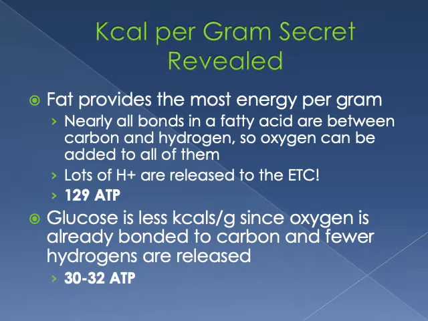Glucose is less calories per gram because oxygen is already bonded to carbon and fewer hydrogens are therefore released to the electron transport chain. So a molecule of glucose will only yield about 30 to 32 ATPs. You don't have to memorize the process of this occurring, but you should remember that fat provides more energy or calories per gram, 9 calories per gram. It produces a lot more ATP than glucose, which only provides 4 calories per gram.